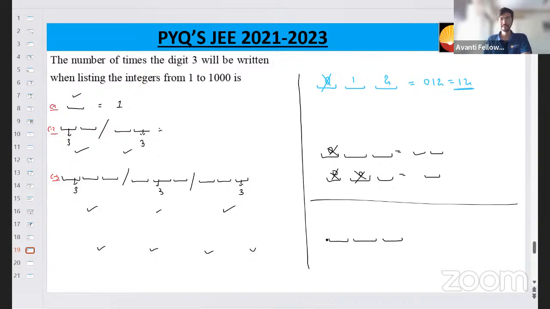थ्री डिजिट नंबर में here we have 10 choices. या तो मैं 0, 1, 2, 3, 4, 5, 6, 7, 8, 9. I can put any one of these 10 digits here. Same thing, we have 10 choices here, we have 10 choices here. So total is 10 into 10 into 10. Total numbers तो 1000 है.